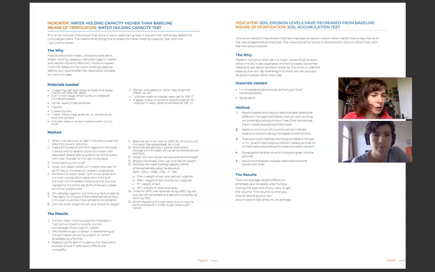So you remove the vegetation, and then you create a 1 meter wide, 1 meter space, and you have to soak the soil until the water will no longer be saturated. So you have to completely saturate the soil with water, basically. Once the soil can no longer absorb any more water, cover it with a plastic sheet and pin it down, and wait for 48 to 72 hours, and the sheet will prevent evaporation. So essentially you want the soil to absorb as much water as it physically can.